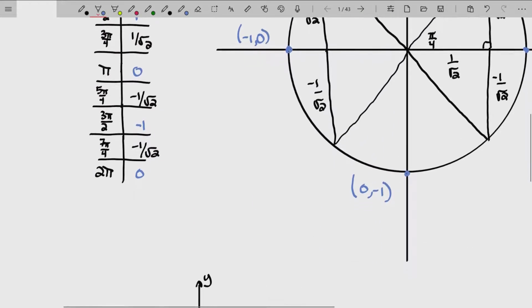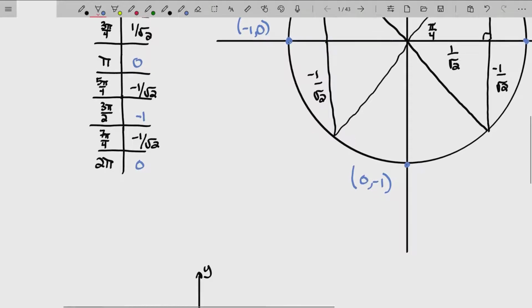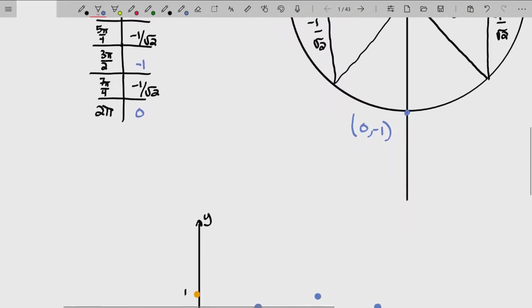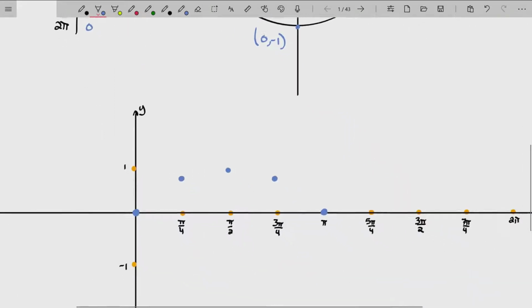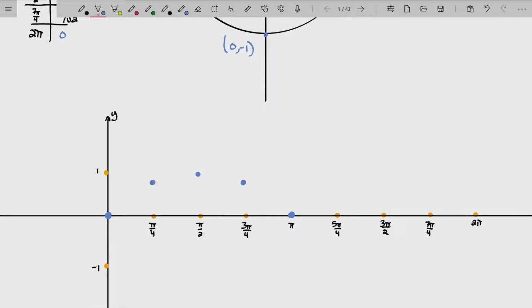And then we go to the negative sides, right? Negative 1 over root 2, negative 1, negative 1 over root 2, and 0. So let's go ahead and plot those. Negative 1 over root 2 is probably about there. Negative 1 is probably about there. Negative 1 over root 2 again, and then back to 0.